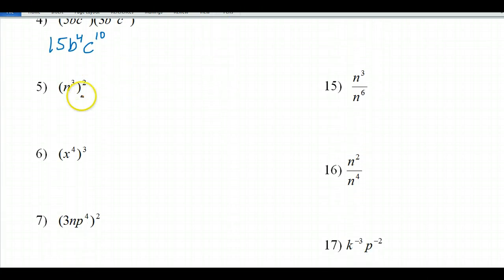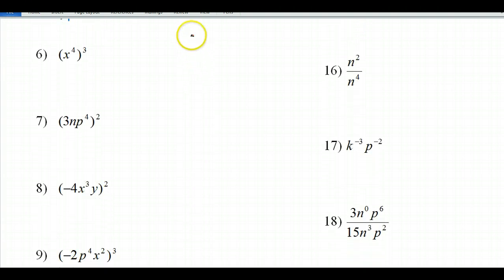Okay? Number 5, this is the type where you multiply. When you have a power to a power, that's when you multiply. So this will be n to the 6th power. Same thing with number 6. Power to a power, you multiply. So this will be x to the 12th power.